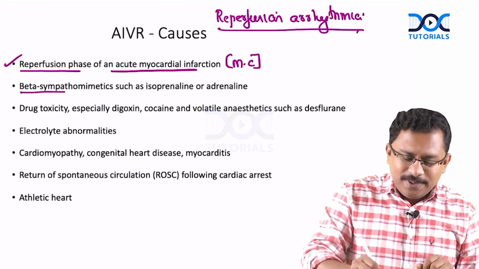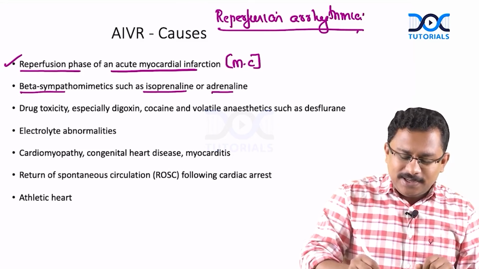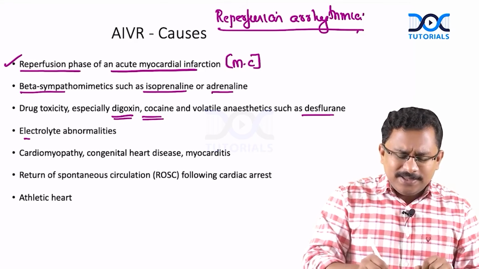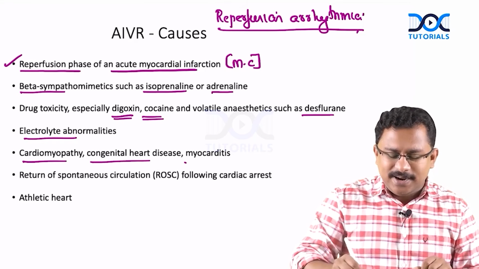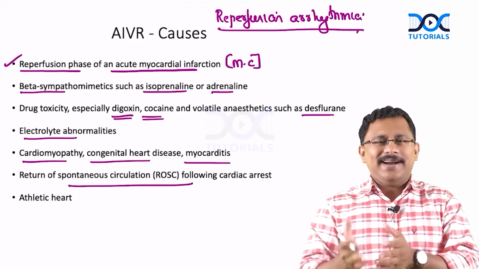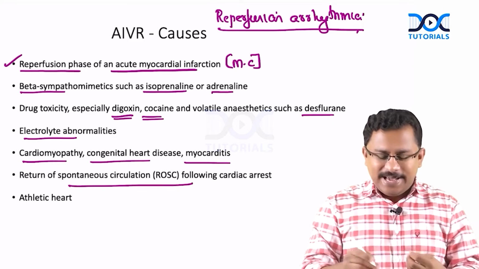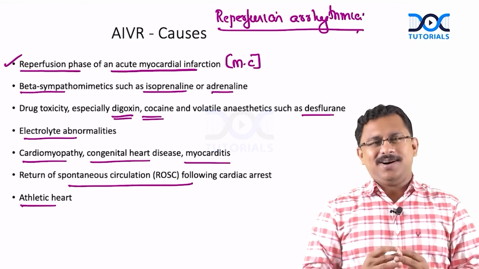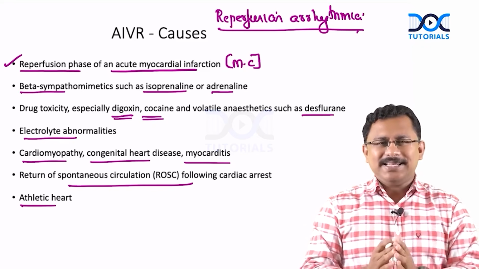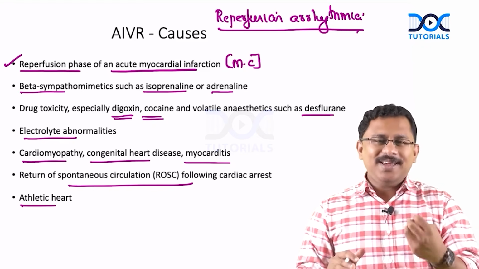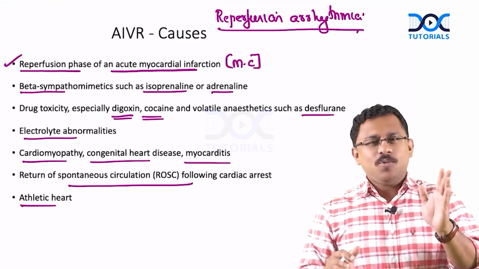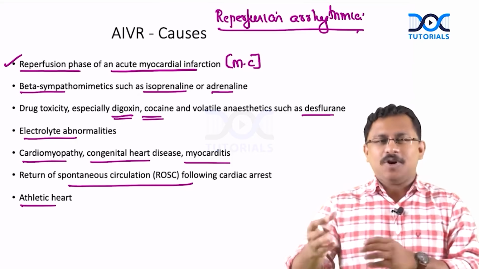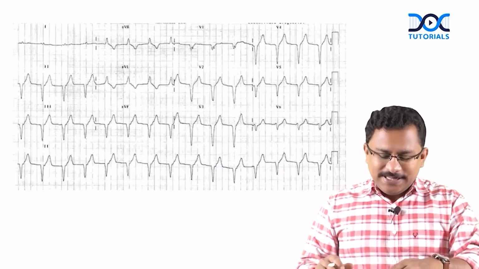Then beta sympathomimetics like isoprenaline or adrenaline, drug toxicity especially digoxin, cocaine, volatile anesthetics like desflurane, certain electrolyte abnormalities, cardiomyopathies, congenital heart disease, myocarditis, and following a cardiac arrest, return of spontaneous circulation, you may have it. Athletic heart also you may have it. So AIVR is not diagnostic of any particular condition, it is relatively non-specific, but taking into account common clinical practice, it is more commonly associated with reperfusion, myocardial infarction thrombolysis. Okay. So that is also clear.